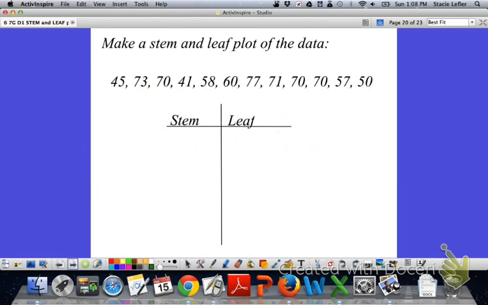It may be a good idea to list these numbers in order first. Otherwise, it's really easy to forget a number or get mixed up. Make sure to pause the video and try it on your own, and don't forget to make a key.